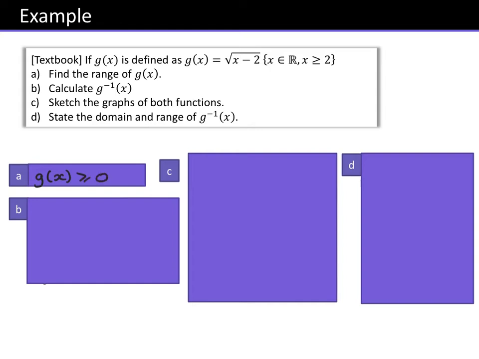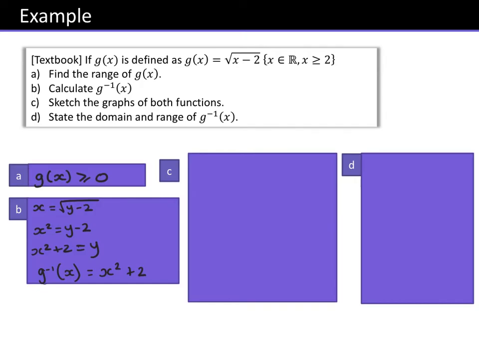Then it says calculate the inverse of g. So step 1, instead of writing g of x, I'm going to write x. And everywhere there's an x, I'm going to write y. To get rid of a square root, I'm going to square. So x squared equals y minus 2. I'm going to add 2 to both sides. X squared plus 2 equals y. So that means the inverse of g equals x squared plus 2.